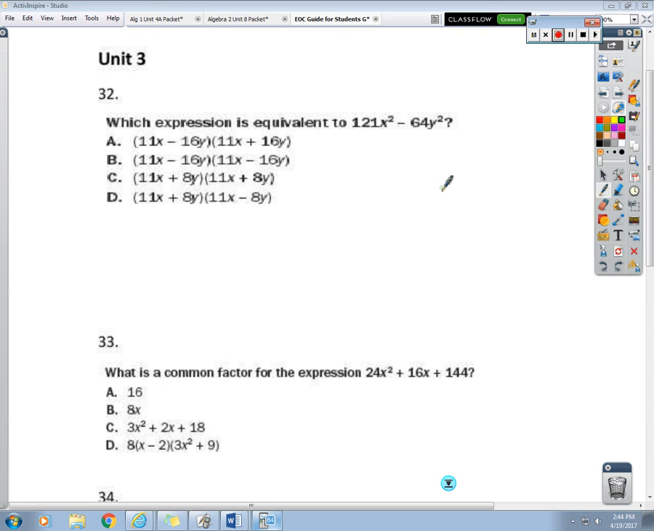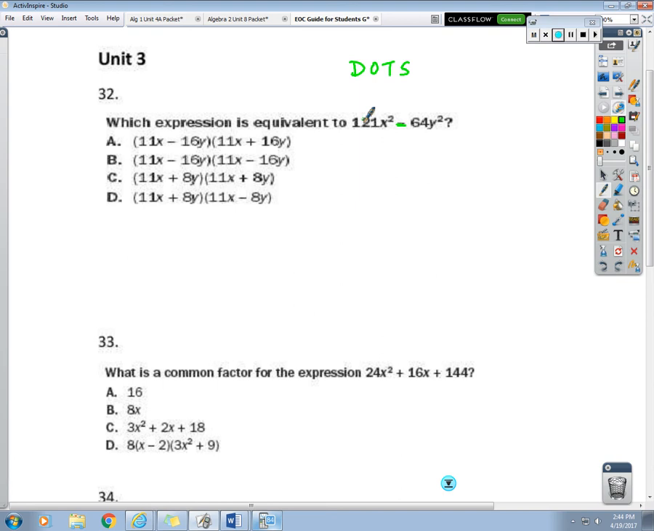Which expression is equivalent to 121x squared minus 64y squared? Okay, this is a binomial, but it's a special type of binomial. Does anybody remember the name of this special type of binomial? Perfect squares. You have 2 perfect squares, and you're taking the difference of them. Remember, difference of 2 squares? This is a difference of 2 squares because you're subtracting 2 things that are perfect squares.